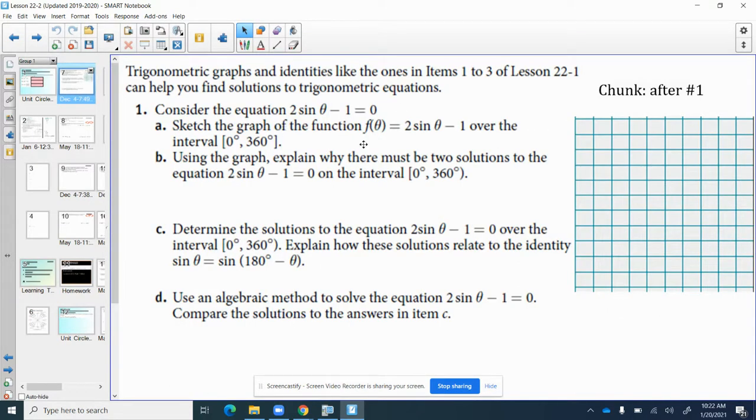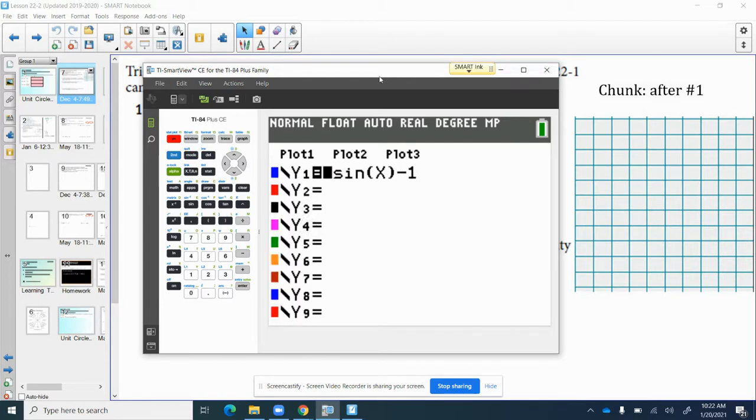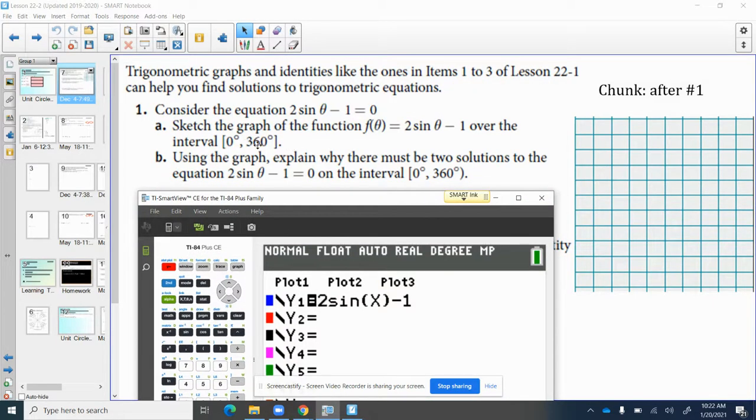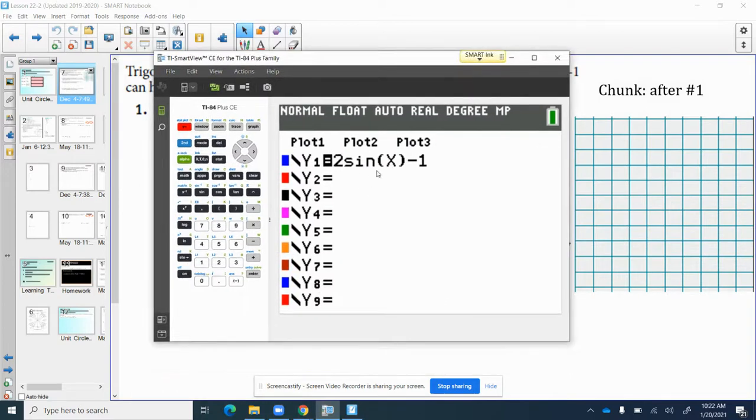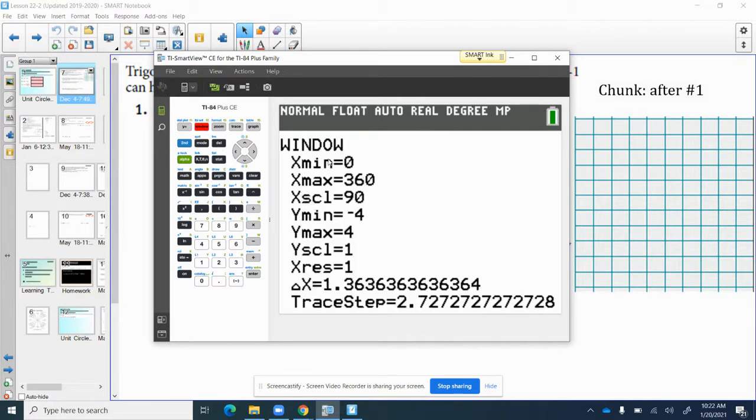Now to start, we are talking about the equation 2 sine theta minus 1 equals 0. So if we graph this, if we type this in, notice they're giving us the interval 0 to 360 degrees. We want to double check once we type this into the calculator that our calculator is in the correct mode, in this case degrees. And then we also want to adjust our window. Since we're looking from 0 to 360, I recommend making that your x interval, and we could go up by 90 degrees.